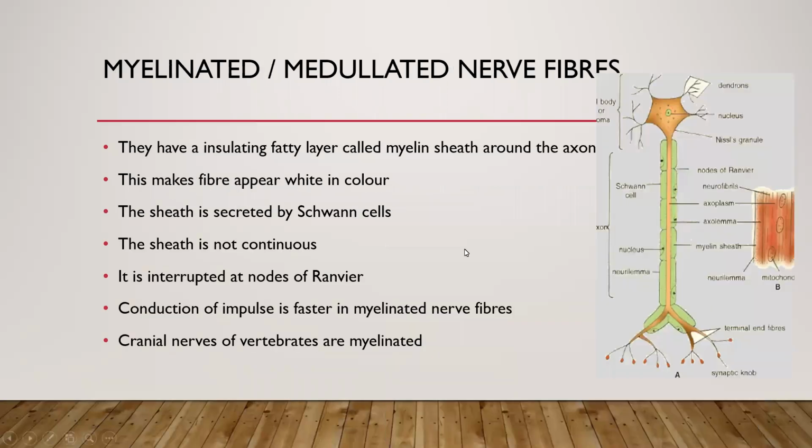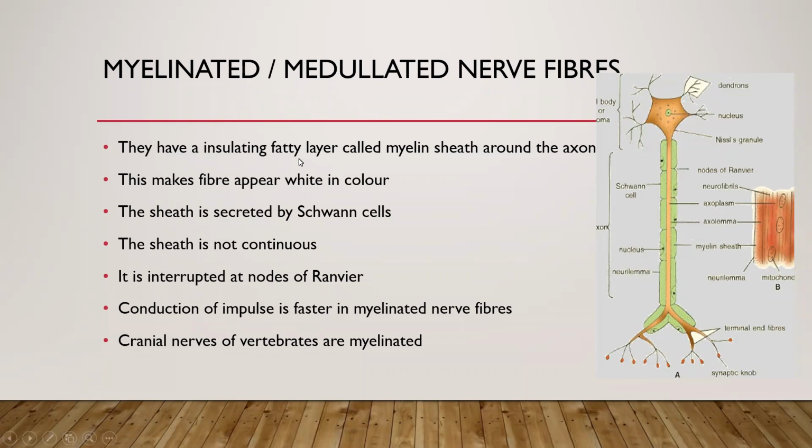Now when we see the neurons, they are also divided into myelinated or medullated nerve fiber and non-medullated nerve fiber. Now what exactly is a myelinated or medullated nerve fiber? Myelinated nerve fibers have an insulating fatty layer called the myelin sheath. Whenever the axon, this part is the axon, just now we had seen, has a myelin covering, that is the myelin sheath outside the axon, that is called a myelinated nerve fiber or medullated nerve fiber.